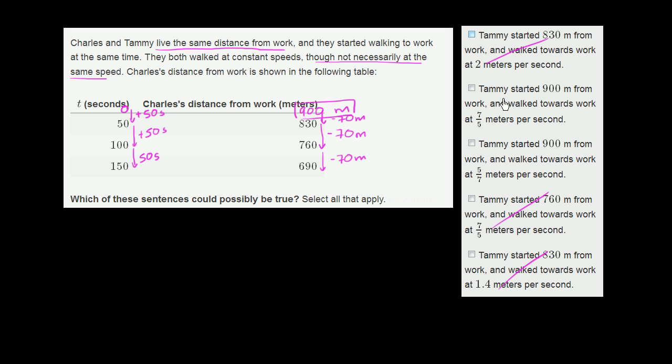meters. And over here, both of these say she started at 900 meters from work and walked towards work at 7/5 meters per second. Well, that's possible. It's not necessarily true. They just haven't given us information on her speed. But given the information so far, this is definitely a possibility. Likewise, Tammy started 900 meters from work. We know that is true, and walked towards work at 5/7 meters per second. Well, once again, that's a possibility that hasn't been ruled out by the information right over here. So these two are both possibly true.